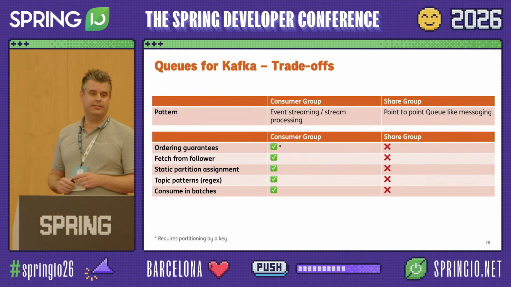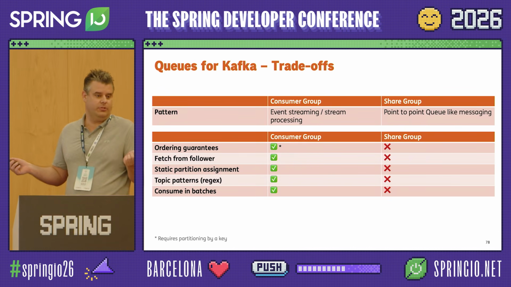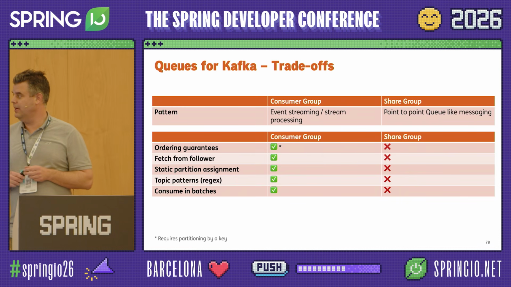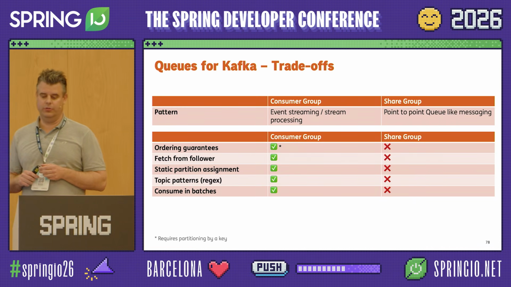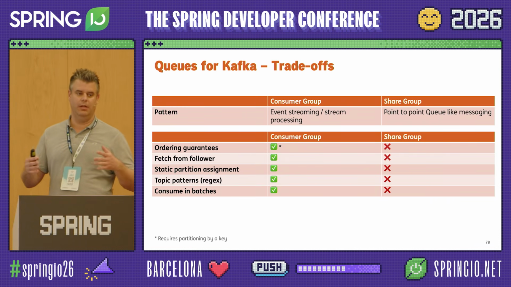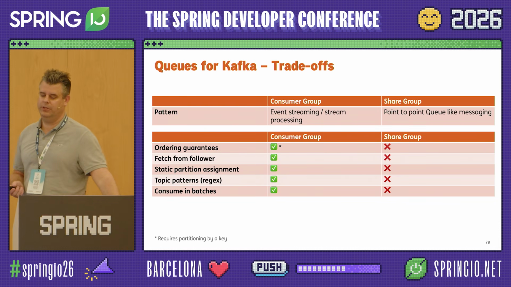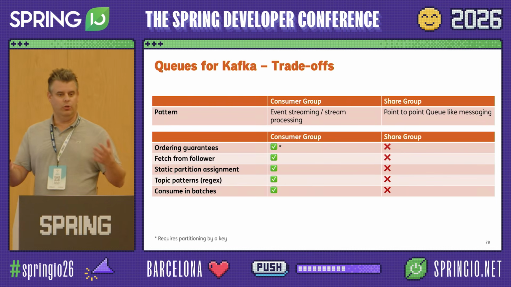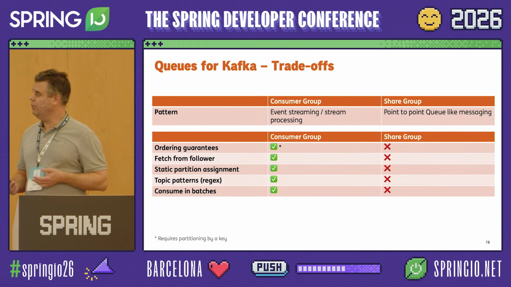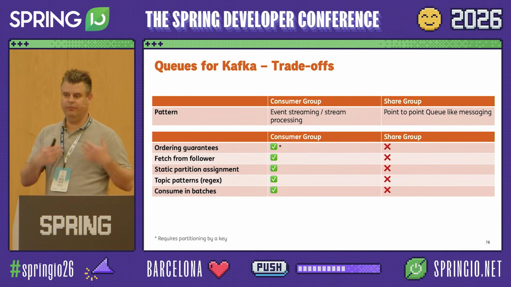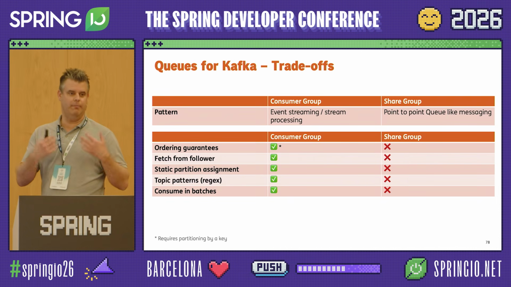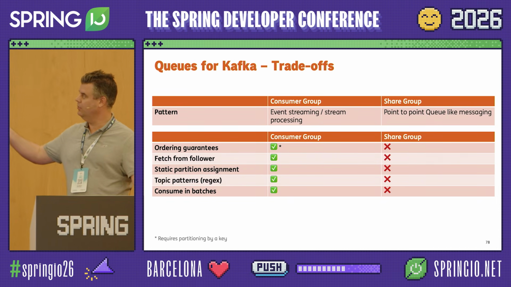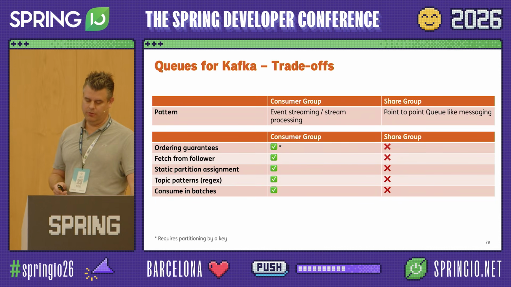Also, statically assigning partitions to consumers is of course not possible. You have to be aware of this. And at the moment, you can also not use a regular expression to consume from multiple topics. That's not supported with share groups as well. And there is no API to consume in batches. So with your normal consumer group, from a coding point of view, you can say I would like to have just one message after the other, or a collection of them. And that's also not possible with share groups.